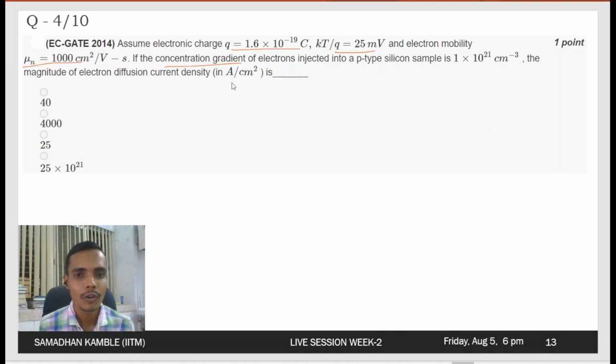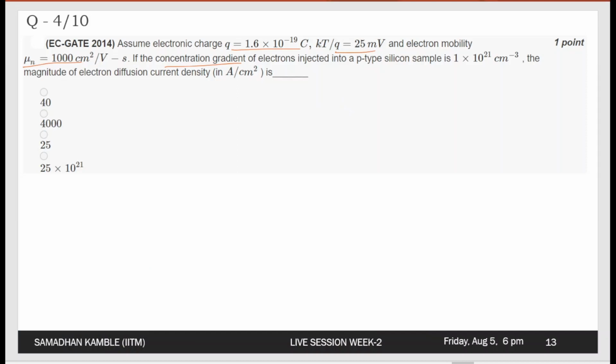Now we also saw one problem of the diffusion current density, but this is a different problem and a different way of solving it. Okay, so let us solve this problem. Now the mobility is given, and also the concentration gradient is given. Remember that the concentration gradient, this is wrong, it has to be centimeter to the power 4.